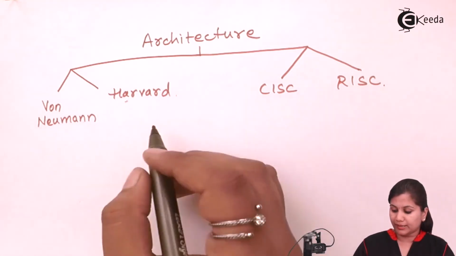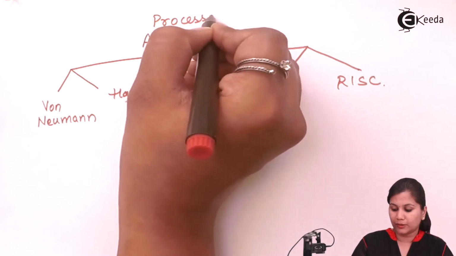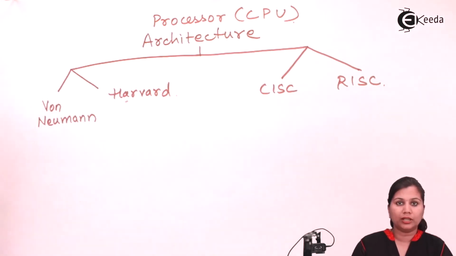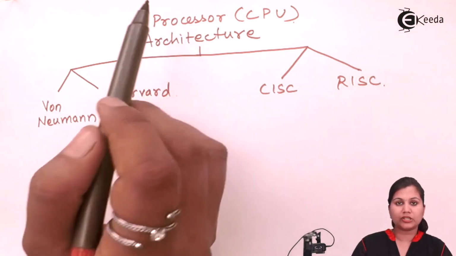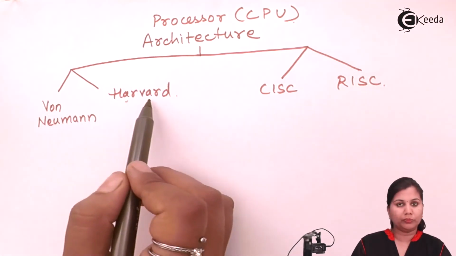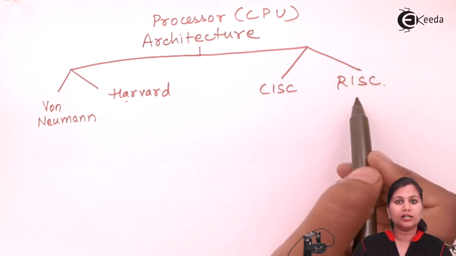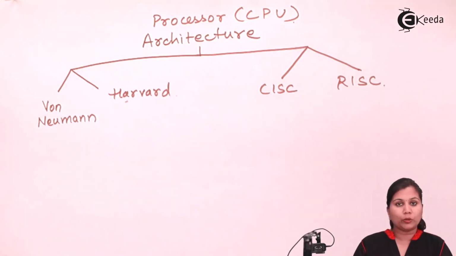So in the embedded system, the main part is the processor, or we can say the CPU, which is doing the processing. The various components of the processor can either be present in the von Neumann and Harvard architecture, or the processor can be of the CISC or the RISC type of architecture. So I hope that this topic is now clear to you. Thank you.